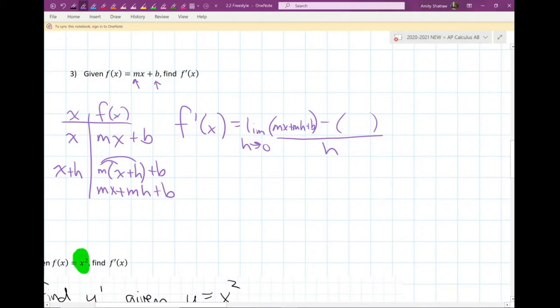And then I'm going to be taking away an mx and a b because I distribute that negative. So this will disappear, this will disappear, this will disappear, and that will disappear. And all that's left then is going to be my limit as h approaches 0, mh on top and h on bottom. Those cancel out. This is just the limit as h approaches 0 of m, which is totally unaffected by me making h be 0. Therefore, my answer is just m. So yes, the derivative of a linear equation is just the slope.